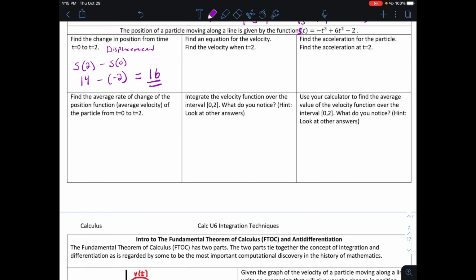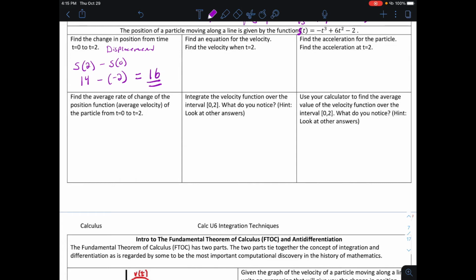Now, depending on what direction we were moving, if we're moving left or right or up or down, since my displacement is positive, I would either be located to the right of where I initially was, or I'd be located above where I initially was.